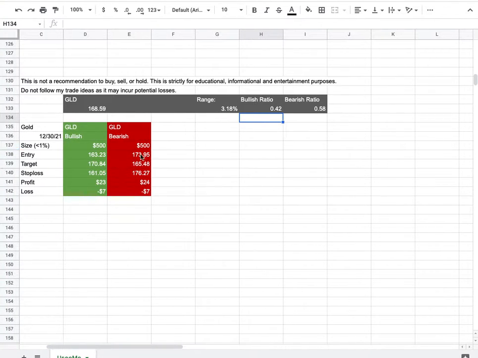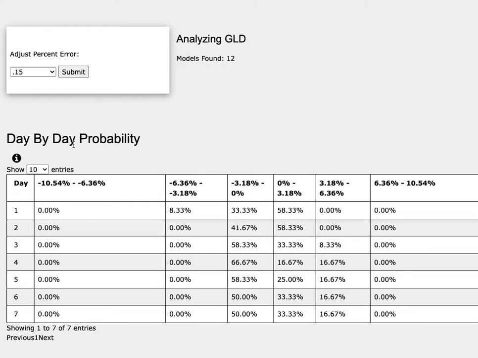So how did I develop these trade ideas? It all comes from the day-by-day probability model. As we progress to the 5th day or week of trading, gold futures has a 25% chance to climb between 0 to 3%, a 17% chance to climb between 3 to 6%. To the downside, it has a 58% chance to fall between 0 to negative 3%.